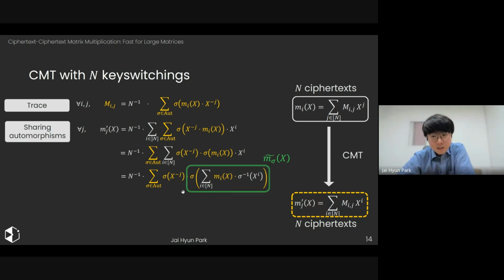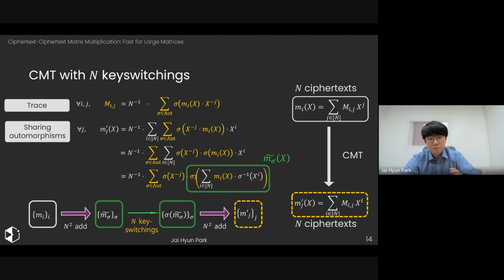So by doing this, you can observe that here we have some term like this, which I call M sigma tilde. And you can see that M sigma tilde is independent from J. So that means we can reuse this M sigma tilde for all J. So that means we can reuse all the key switchings or automorphism for all J's. So that means we can do n key switchings instead of n square key switchings, and maybe we can complete CMT with only n key switchings.